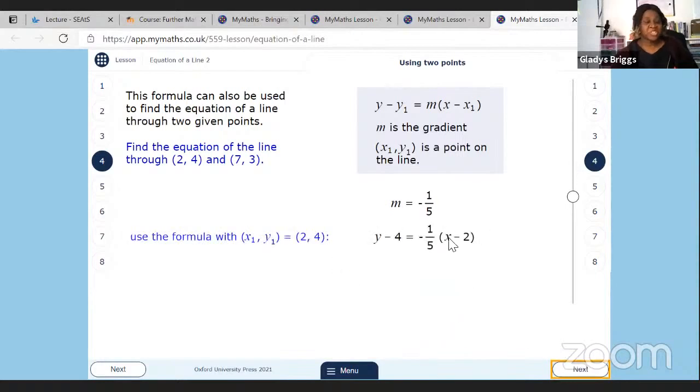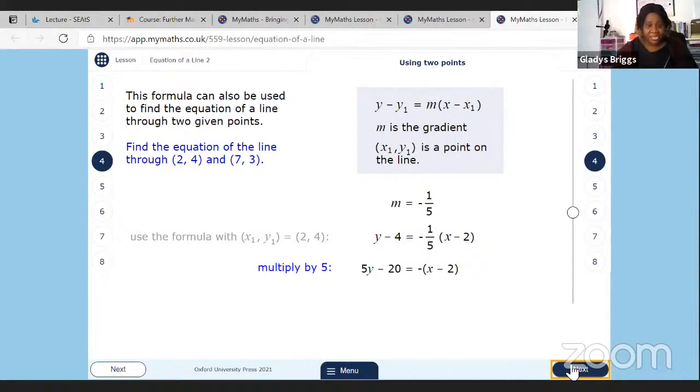Now you got the gradient. You need to put that information into the other formula that we were using. Okay, you can choose 1 point. Okay, x1, y1, and the gradient will now give you y is equal to mx plus c. Okay, so if we choose x1, y1, then substituting x1, y1, you have y minus 4 is equal to negative 1/5 (x minus 2), yeah?